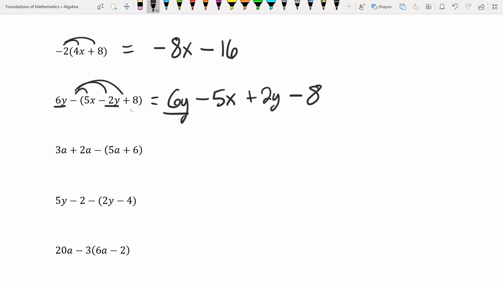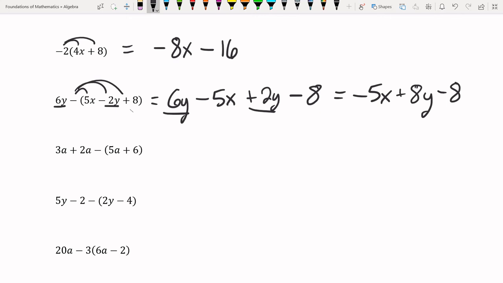Okay, combining like terms, we have 6y and 2y. I'm going to write the negative 5x first. 6 plus 2 is 8y. We have minus 8. I'm just writing it to where the variables go down in alphabetical order, and the number by itself, with no variable part, is last. That's the typical mathematical way of writing it out.